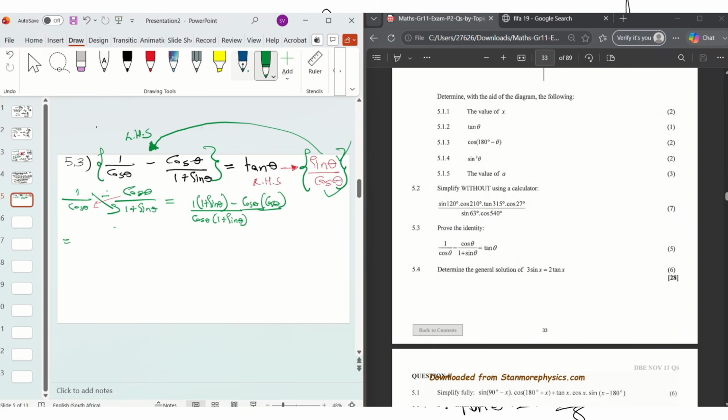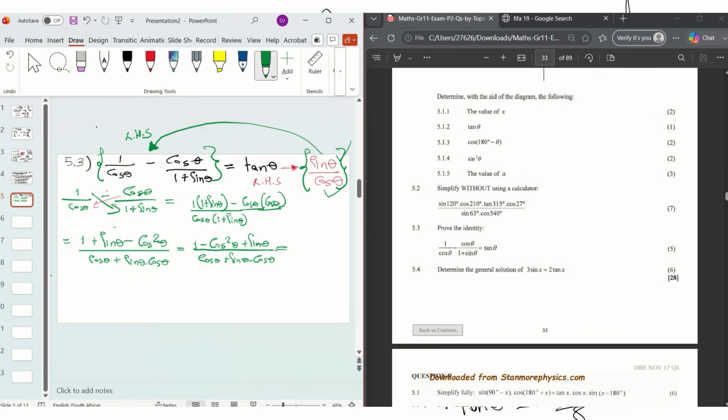Okay, is equal to, so 1 times 1, so we have 1 plus 1 times sine, we have sine theta, minus cos times cos, that is going to give us cos squared theta, divided by cos theta plus sine theta times cos theta. So now we have something like this: 1 minus cos squared theta plus sine theta divided by cos theta plus sine theta times cos theta.